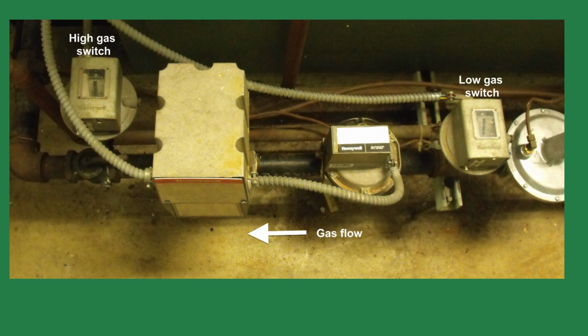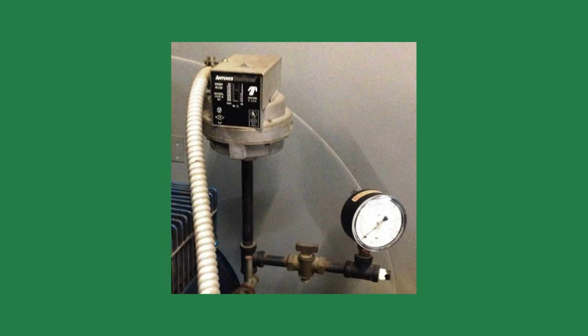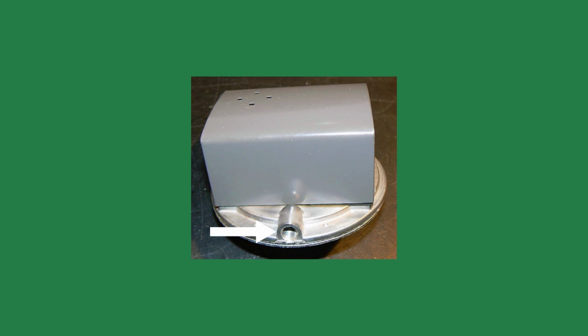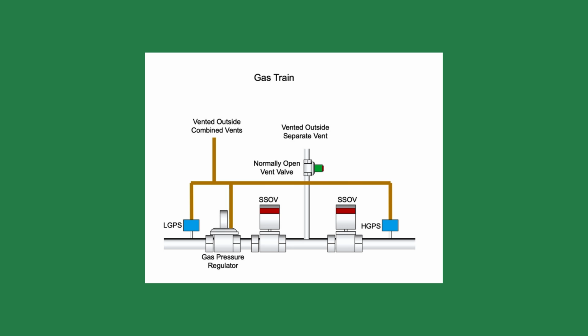The low gas pressure switch is typically mounted on the gas drain, just past the gas pressure regulator and before the electric safety shutoff valves. The high gas pressure switch is typically mounted on the burner head or the gas drain directly before entering the burner. It should be downstream of the safety shutoff and modulating valves. The gas pressure switches should be vented to the outside. They can be combined with the gas pressure regulator vent.